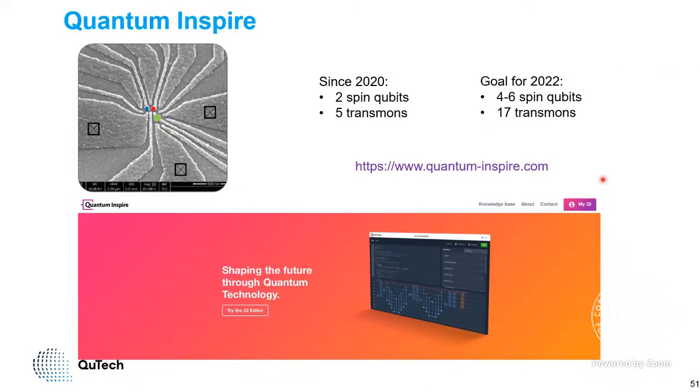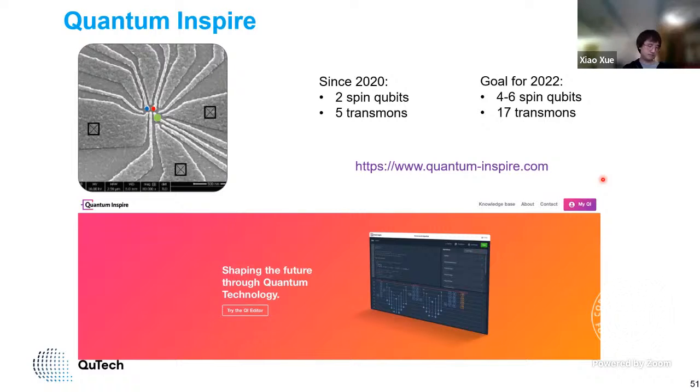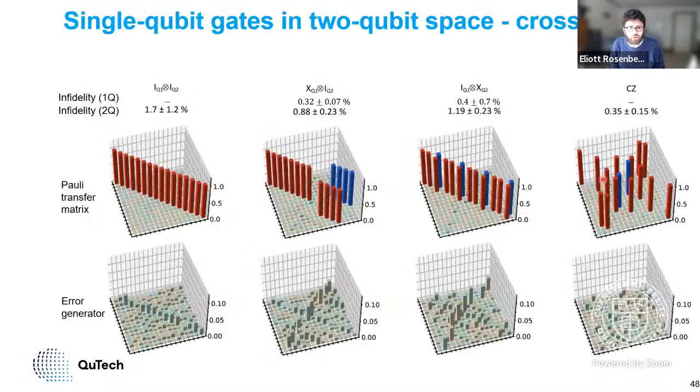I have some more questions. Sure. So it looked like some of your single qubit error rates were higher than your 2-qubit error rates. Is that right? I see infidelities higher than 1% here for some of these.